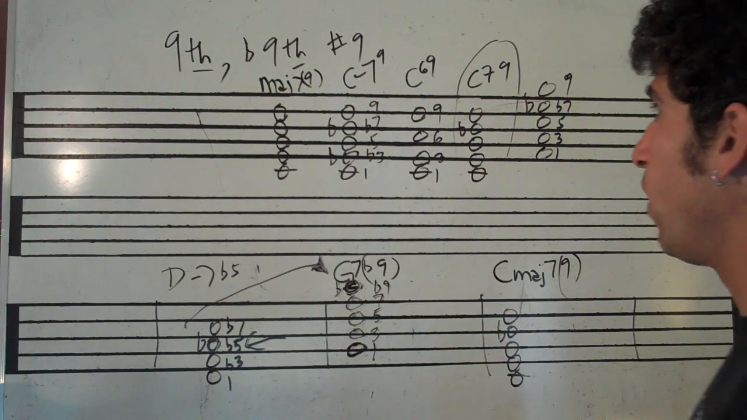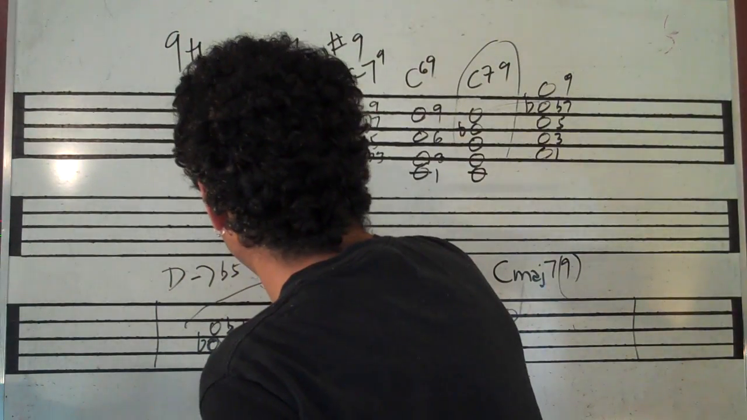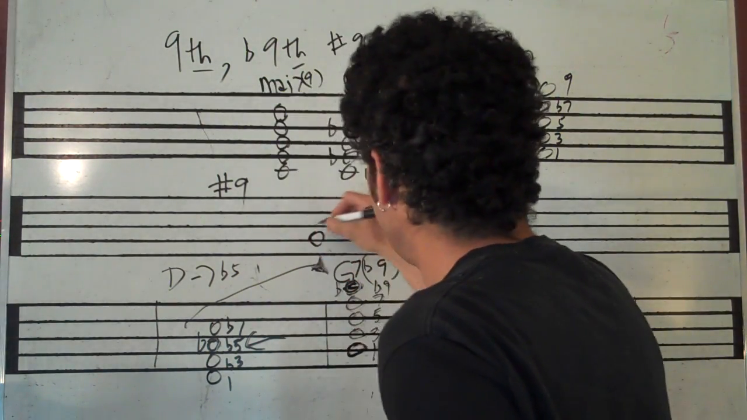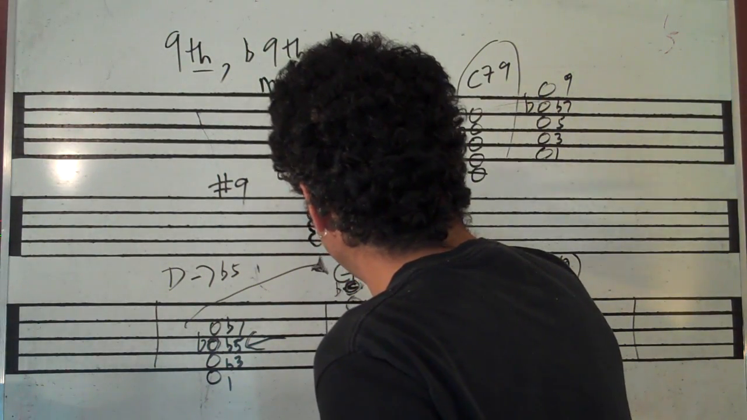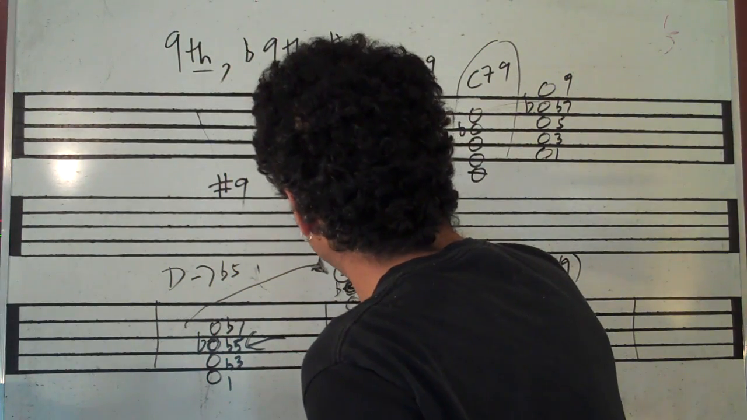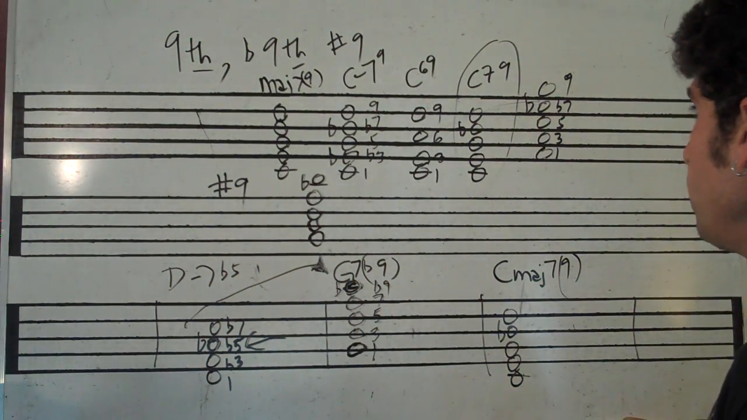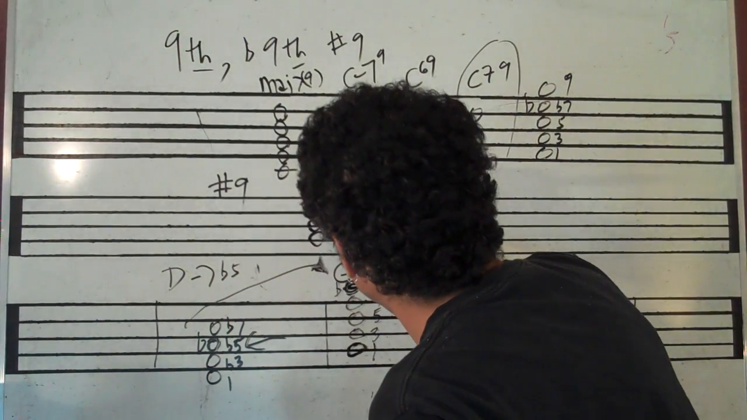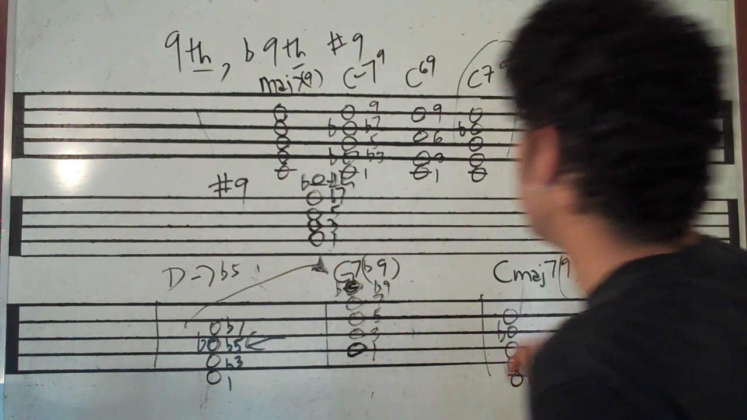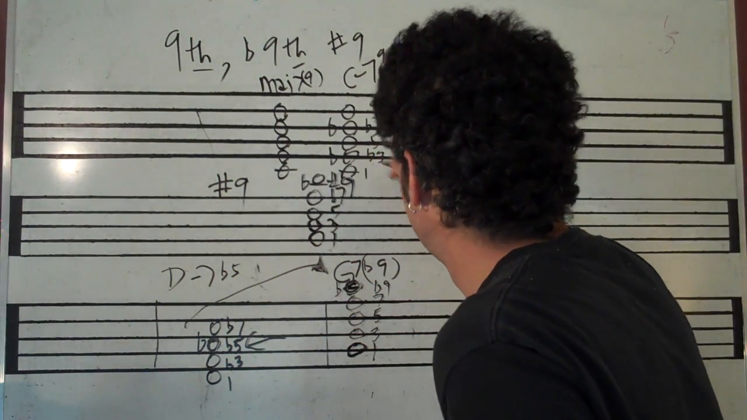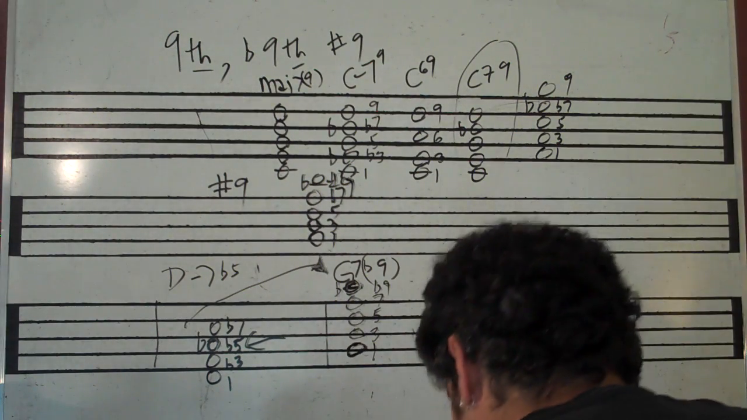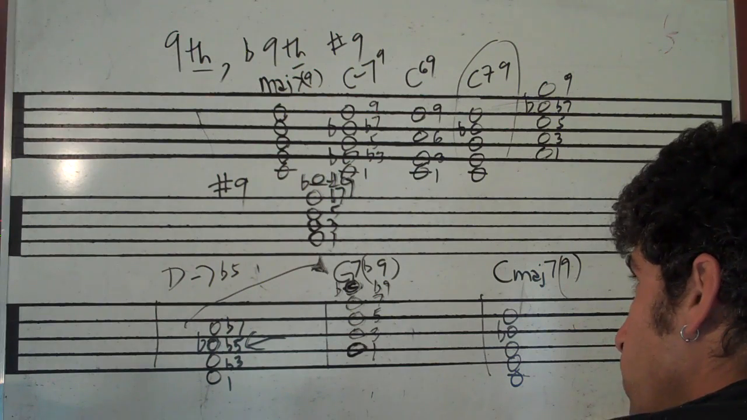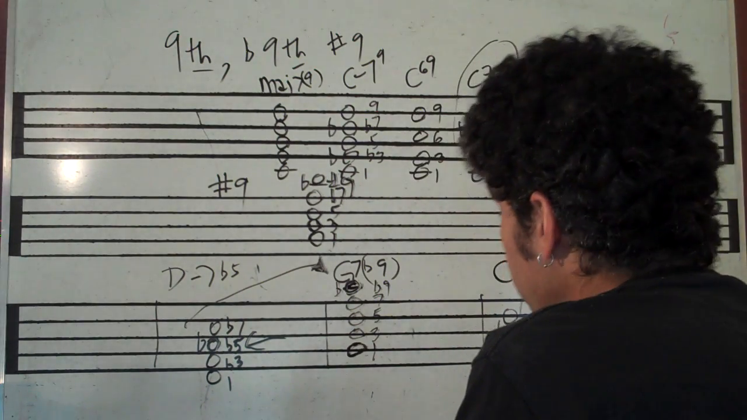So let's now move on to sharp 9. Okay, so G, B, D, F, and B flat is sharp 9. So we've got 1, 3, 5, flat 7, and sharp 9. Let's listen to that. That's that sharp 9. Hear it?